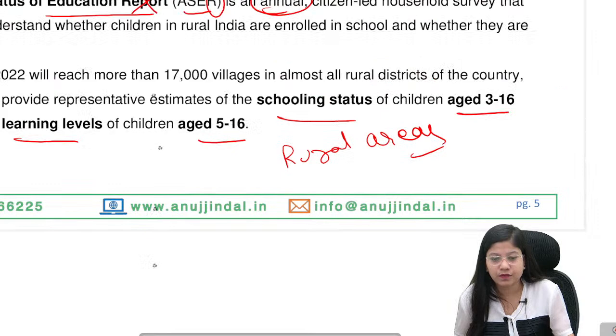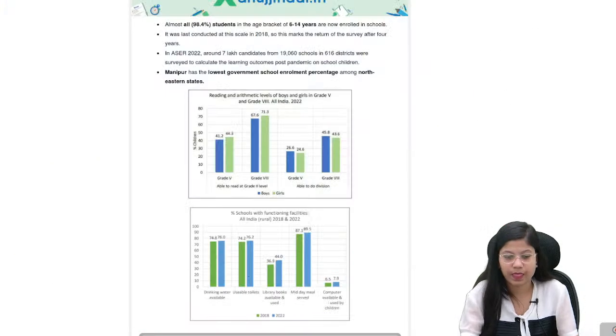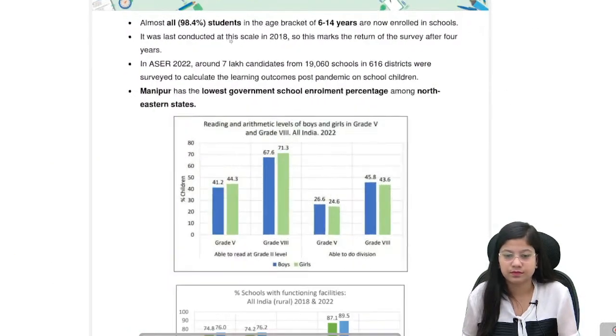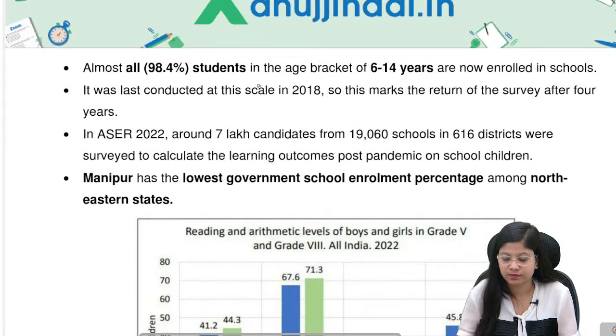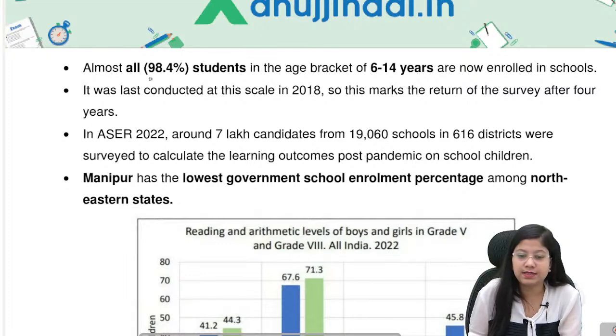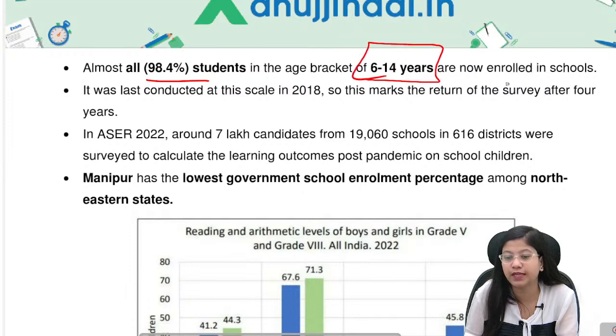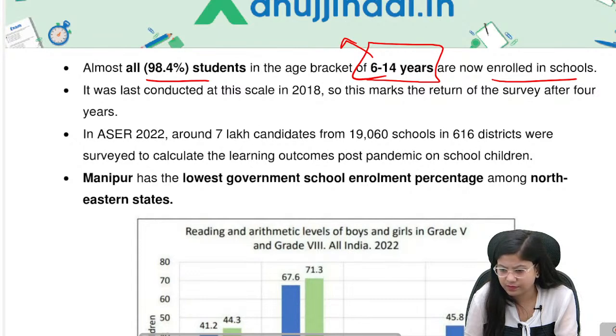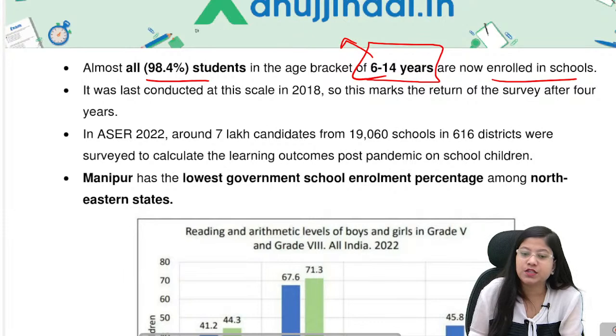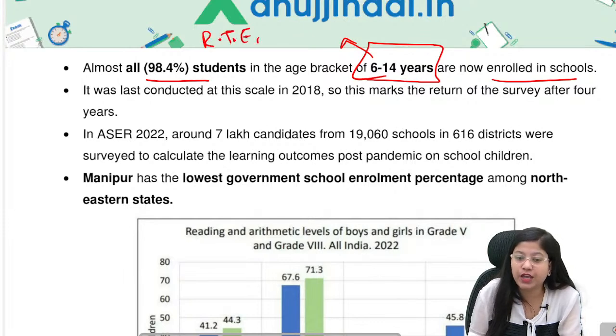What are the highlights of this report? So first highlight is that almost 98.4% students in the age bracket of 6 to 14 are now enrolled in school. Now guys, 6 to 14, I hope you remember something. Do you remember something? So guys, 6 to 14 is your right to education's limit.